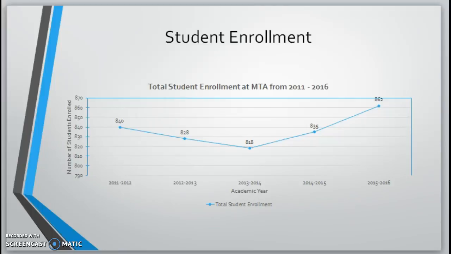This graph shows the total student enrollment at Martin Technology Academy of Math and Science for the past 5 years, starting in the 2011-2012 academic school year. As you can see, for the first 2 years, MTA has had a decrease in student enrollment. But for the past 3 years, MTA has had a consistent increase in their student enrollment.